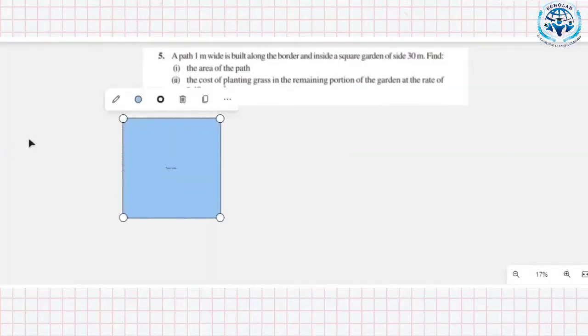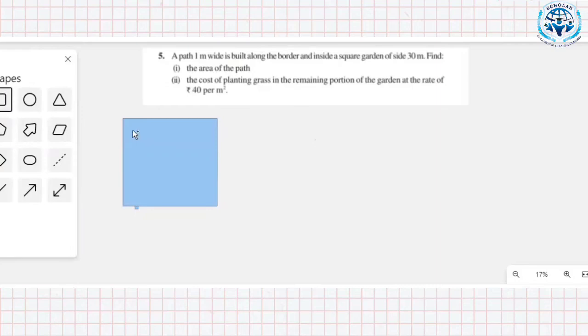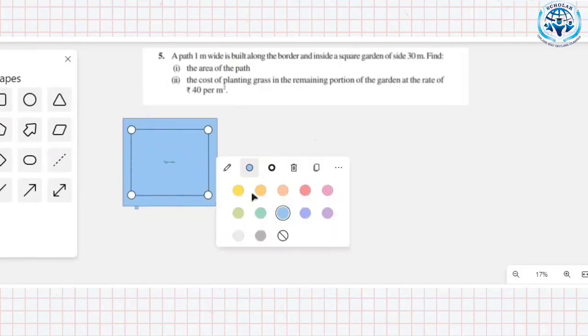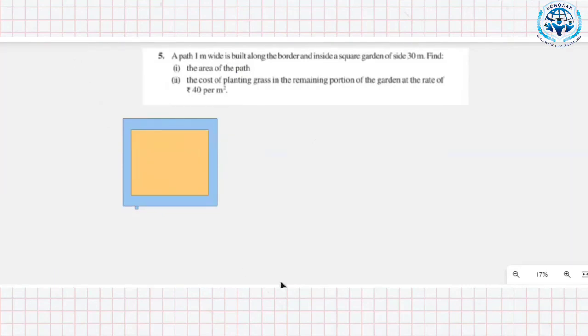Question number 5. A path 5 meter wide is built along the border and inside a square garden of side 30 meter. Find the area of the path. It is the square garden. Side is given. The path in blue is 1 meter wide. It is built along the border.